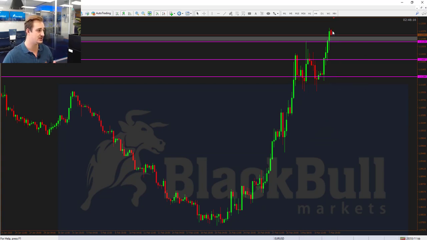To the upside, look for a potential push back into the zone, like I said, and then continuation in that trend. Now, moving on to the next pair, we have our GBPUSD.